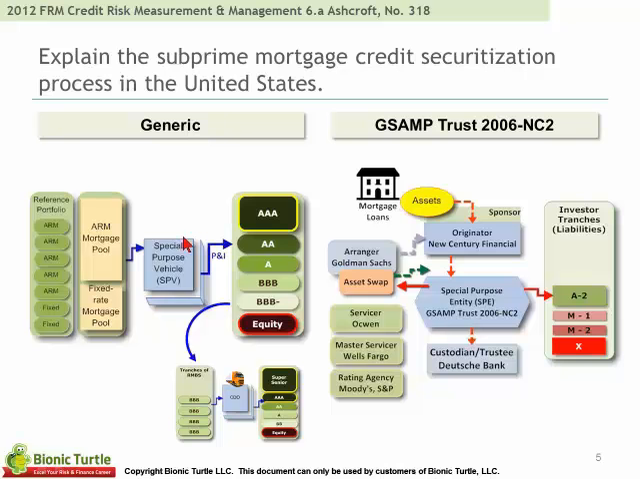The essence of it here, aside from that pooling diversification benefit, is a transfer of credit risk from the originators to the investors. The investors are purchasing credit risk. In exchange for that, they're expecting some yield.